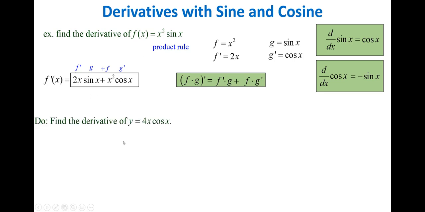Here's one to practice on your own. You'll find the derivative of y is equal to 4x times cosine of x. Pause now. Here's the solution.